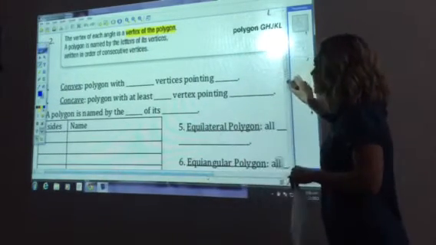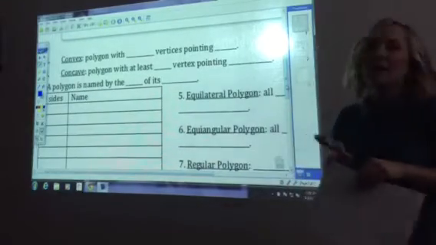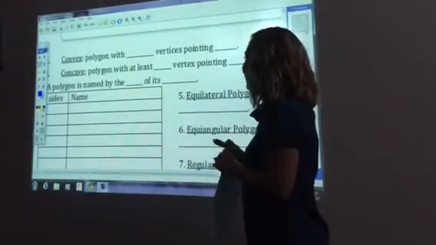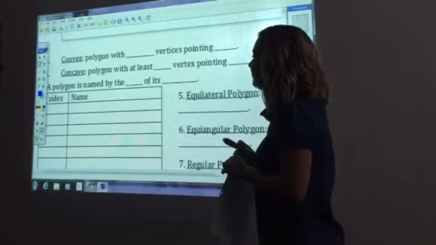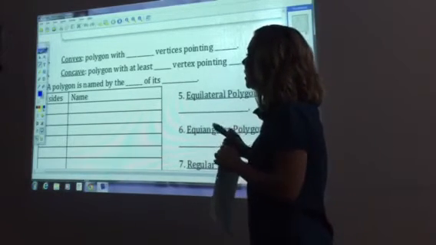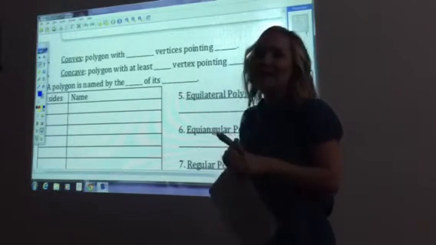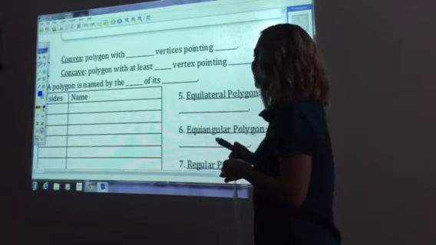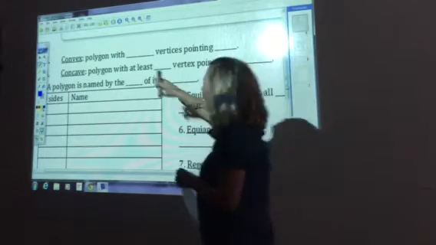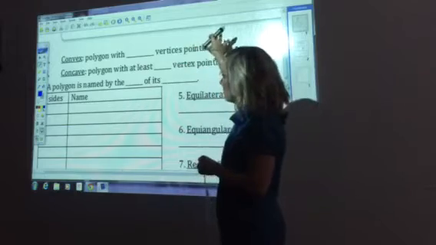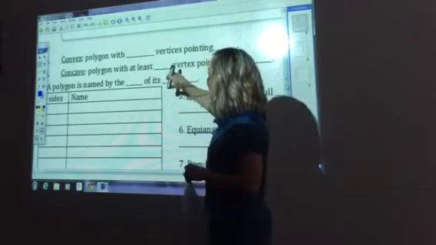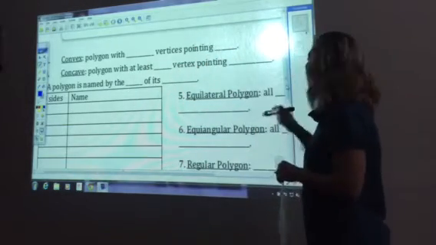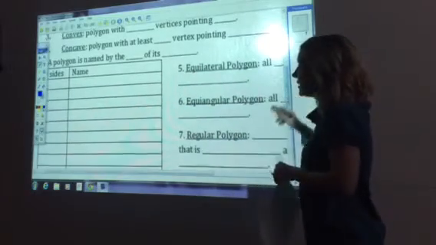All right, when we classify our polygons, you have concave and you have convex polygons. A convex polygon is a polygon with all vertices pointing out. Concave is a polygon that has at least one vertex pointing in. So convex, all of the vertices are pointing out. Concave, at least one vertex pointing in. All right, and then of course in our notes we're going to have it listed.